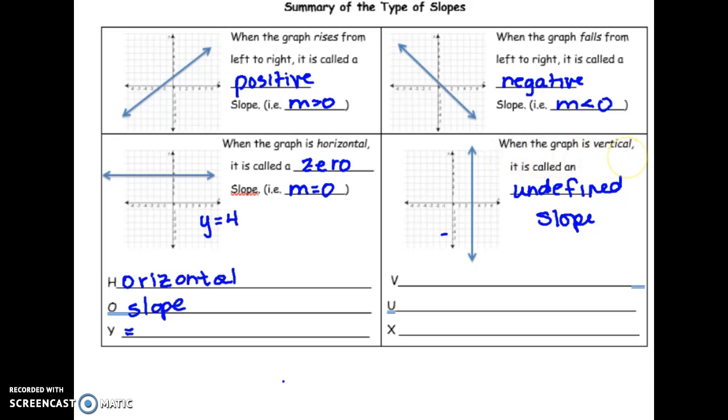When the graph is vertical, it's called an undefined slope. So a vertical line has an undefined slope. Okay, that's how we get the VUX, and it would be represented by the equation x equals. So in this case, x is actually equal to 3. All right, x is equal to 3 gives us a vertical line, whereas y equals 4 gives us a horizontal line. Okay, and HOY VUX should help you remember that.